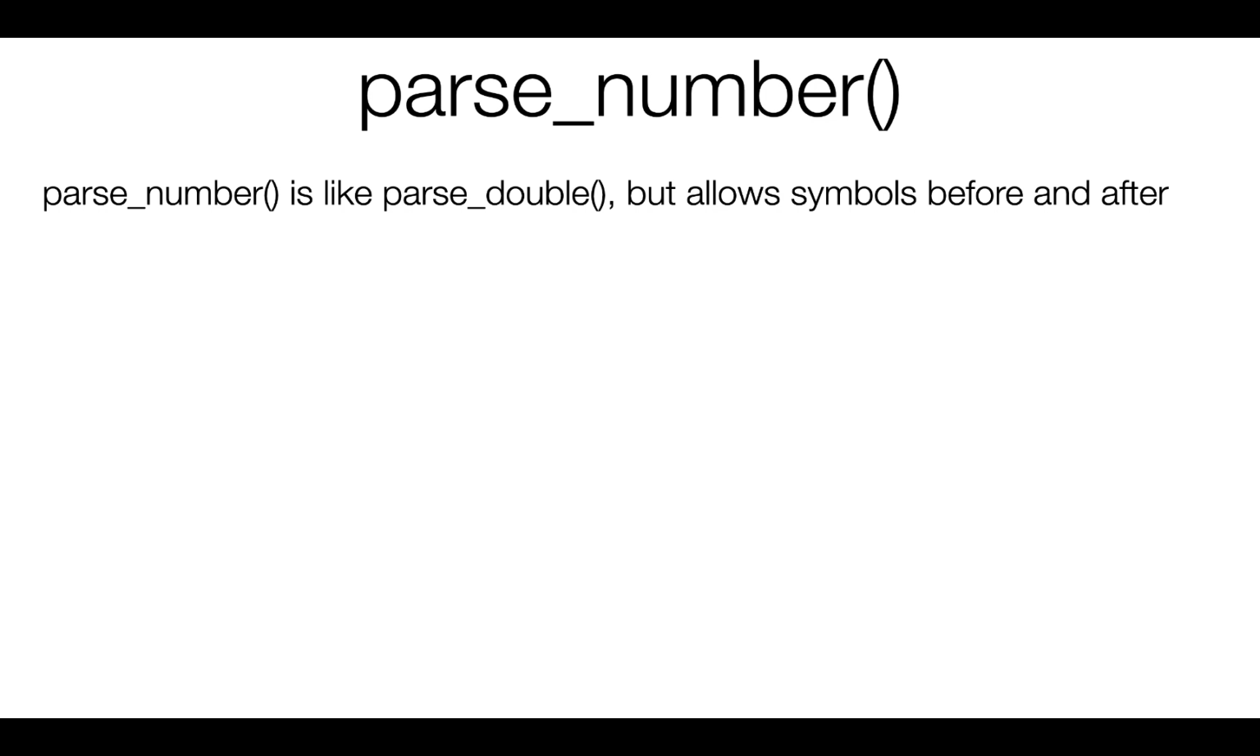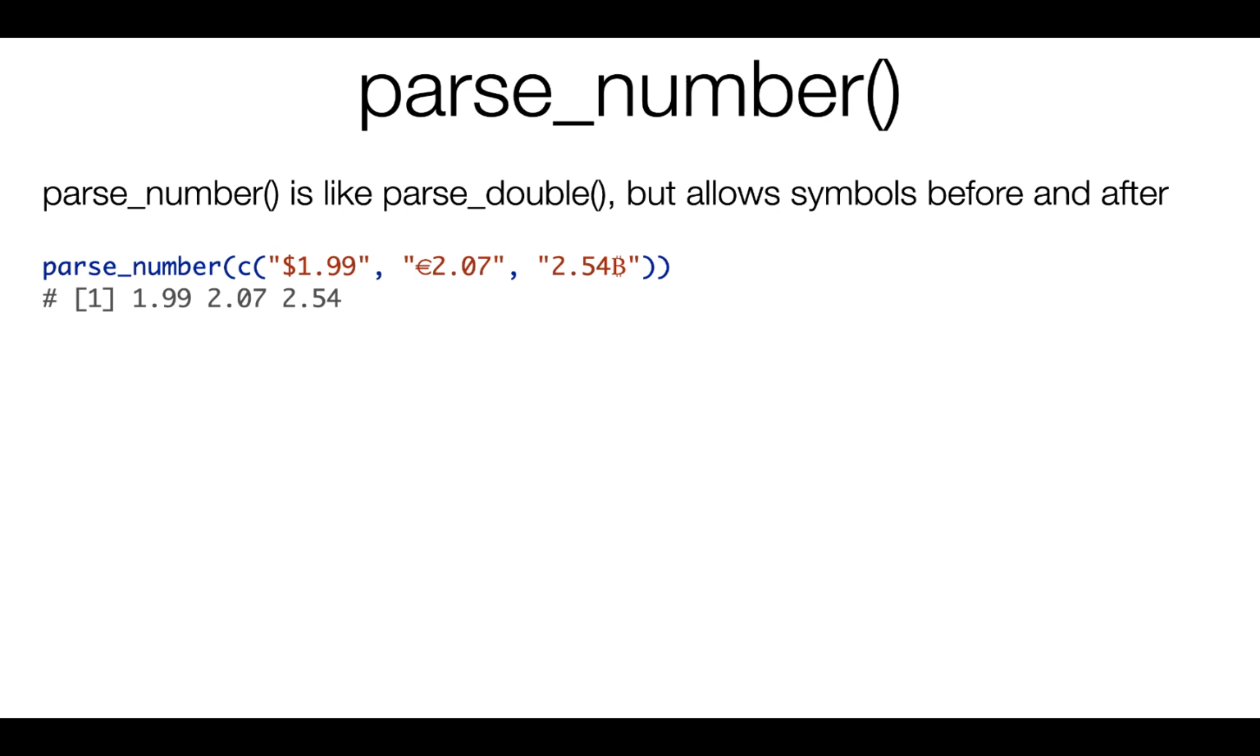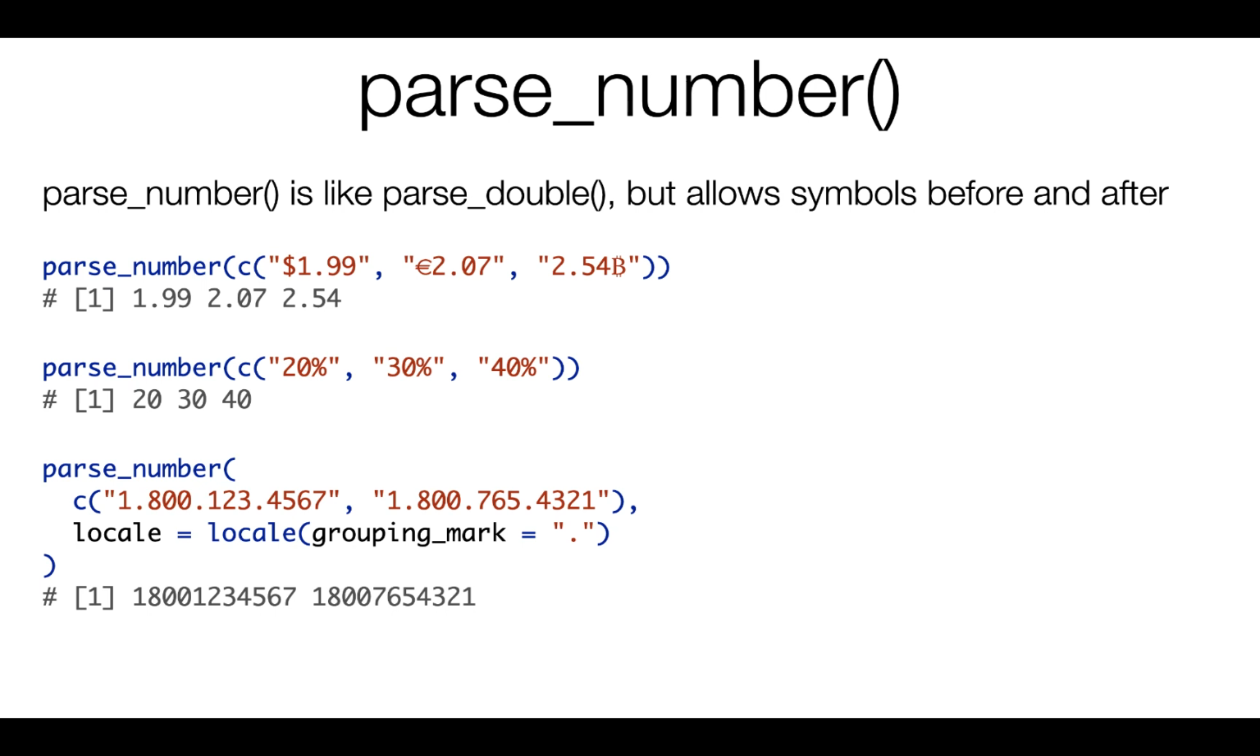readr also provides a function called parse number, which is like parse double in the sense that it's going to parse things into a numeric or a double object, but it also allows for symbols either before or after the encoded number. For example, in many cases, you'll see things like currency notation, so dollars, euros, pounds, Bitcoin, whatever, either before or after, and it will be able to parse those exactly as you think, okay? Many numbers of practical interest are encoded that have percentage signs after them, so those will be parsed by parse number, or in a situation like this, parse number will work here as well, where you have a phone number, and the phone number has grouping marks that are dots.